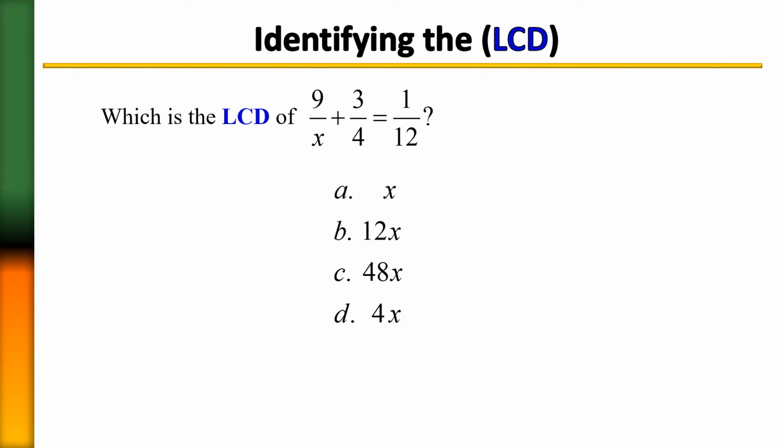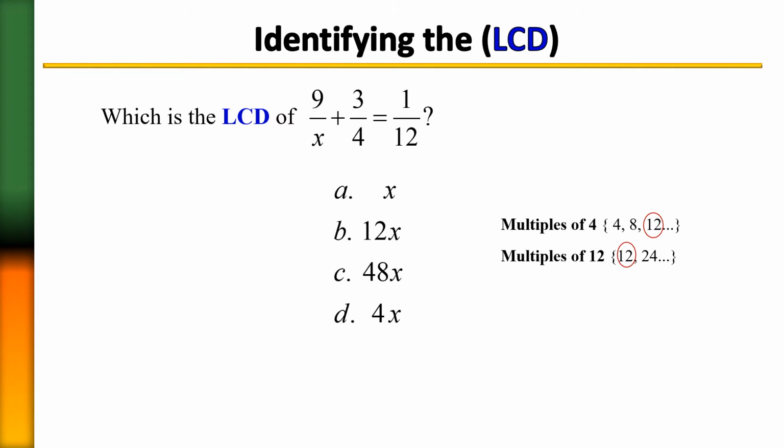In terms of the coefficients, or just the numbers, it is the least common multiple of those numbers. So for example, with my numbers of 4 and 12, I would go into the 4 times tables and into the 12 times tables to find the least common multiple, in other words, the smallest number that they share in common. And in this case, that number is 12.